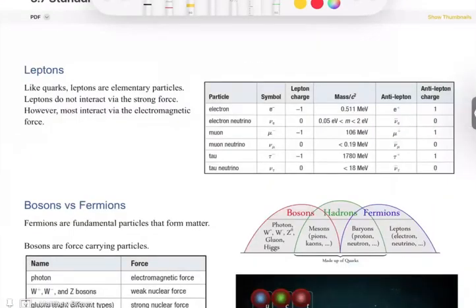That brings us to leptons. So we've got quarks, and then we've got leptons. Leptons, electron, that's probably the big one that you know. These are elementary particles. The main difference here is they do not interact via the strong force. But they do, of course, interact via the electromagnetic force. So that's really their interaction. If you look at an electron with a proton, that's what we see.